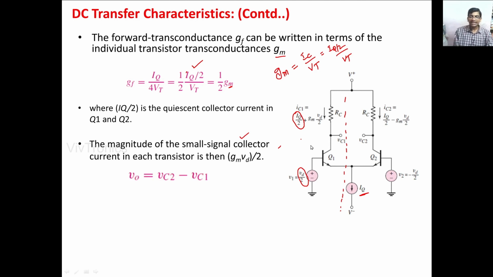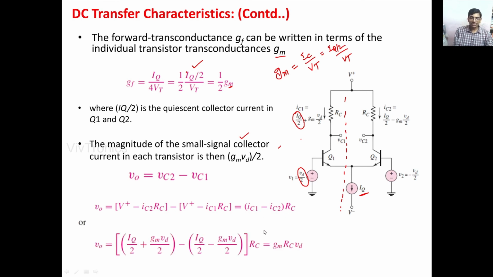Here the output voltage is the difference of the two collector terminal voltages, VC2 minus VC1. The voltage VC2 can be given as V plus minus the drop in the resistor RC, so V plus minus IC2 into RC, and VC1 can be given as V plus minus the drop in this resistance, IC1 into RC. The V plus terms get cancelled. Therefore, the equation will be equal to IC1 minus IC2 into RC.